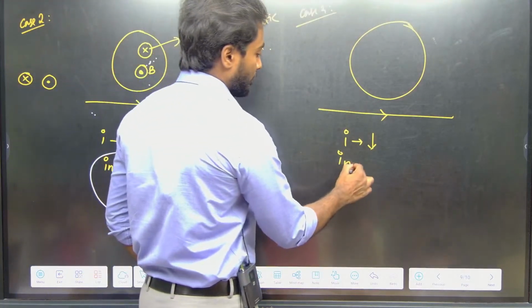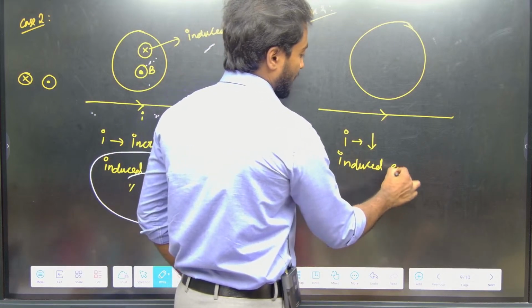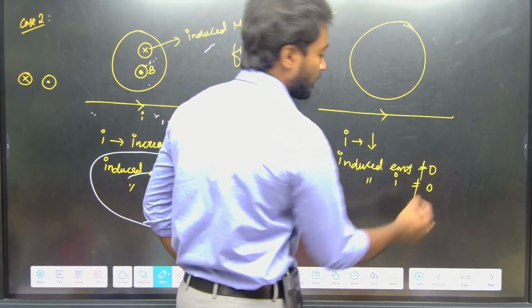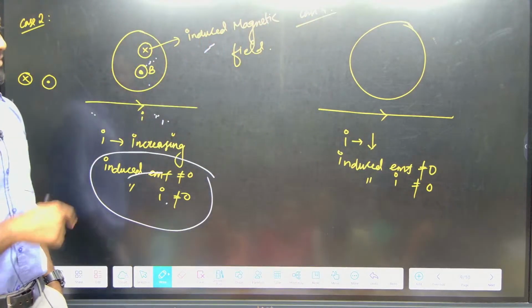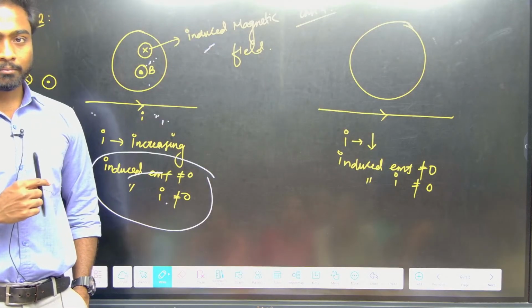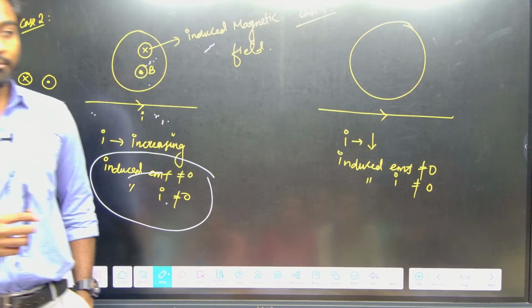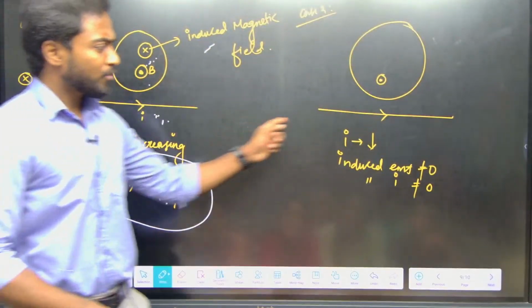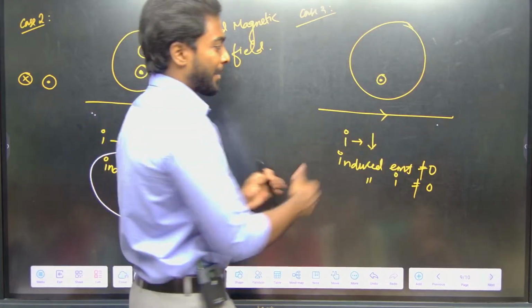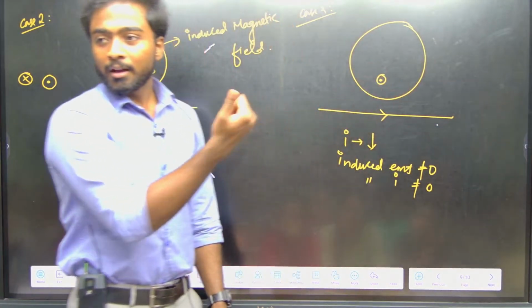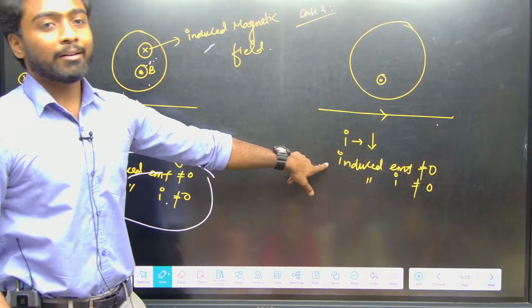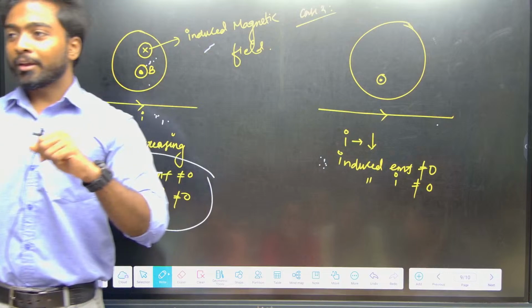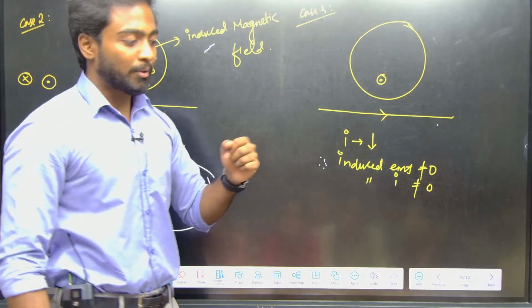Since flux is changing, induced EMF will be created, and induced current also will be created. So induced EMF is not equal to 0, and induced current is also not equal to 0. Now what is the direction of the magnetic field? Same outward direction only. Current is going in this direction, and the magnetic field will be outward. But the thing is, the current keeps on decreasing. I need to increase the current now. If I need to increase the current, what is the direction of the magnetic field I need to take?